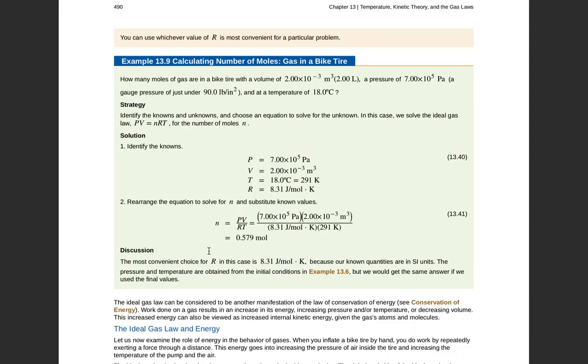So our convenient choice for R here is 8.31 joules per mole times Kelvin, because our quantities are in SI units. That's the only reason we use that one. Like mentioned earlier, whichever one is more convenient to the problem, that should be the one you're using.